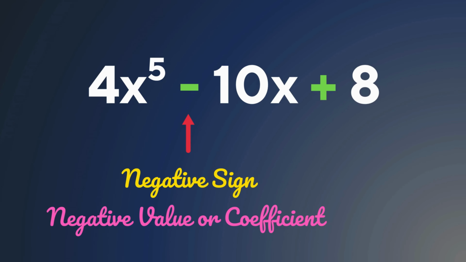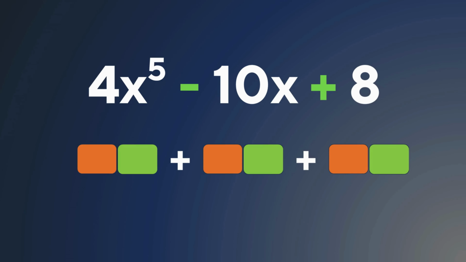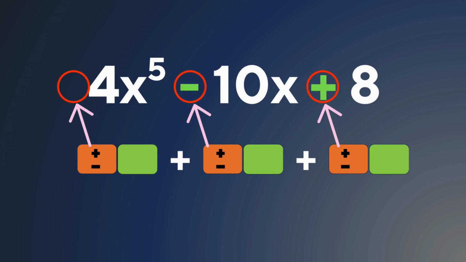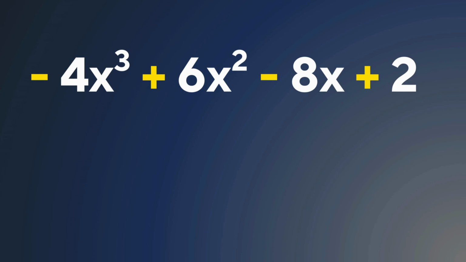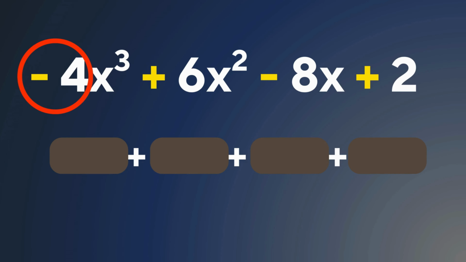In fact, instead of thinking of a polynomial as having terms that are added or subtracted, it's best to think of all of the terms as being added, but that each term has either a positive or a negative coefficient, which is determined by the operator right in front of that term. For example, if you have this polynomial, you should treat it as if all of the terms are being added together, and use the sign that's directly in front of each term to tell you if it's a positive or a negative term. This first term has a coefficient of -4, so it's a negative term.